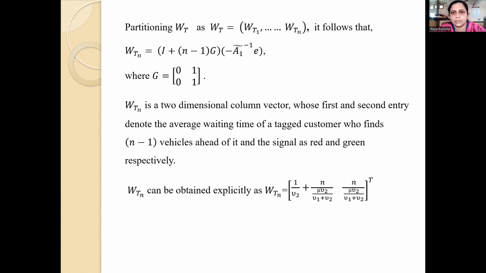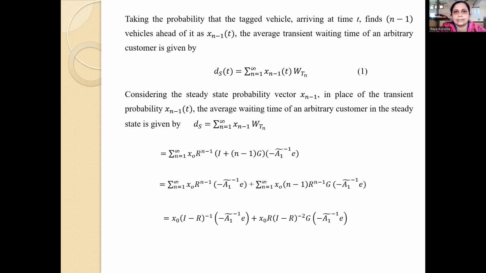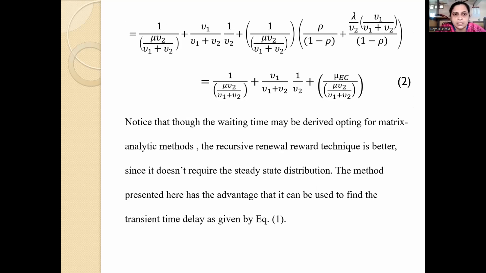WTN is a two-dimensional column vector whose first and second entries denote the average waiting time of a tagged customer who finds N-1 vehicles ahead of it and the signal as red and green respectively. WTN can be obtained explicitly as the expression given here. Taking the probability that the tagged vehicle arriving at time t finds N-1 vehicles ahead of it as xn-1(t), the average transient waiting time of an arbitrary customer is given by ds(t), expressed here as equation 1. Considering the steady state probability vector xn-1 in place of the transient probability xn-1(t), the average waiting time of an average customer in the steady state is given by ds with the sigma expression, and it is simplified, giving equation number 2.